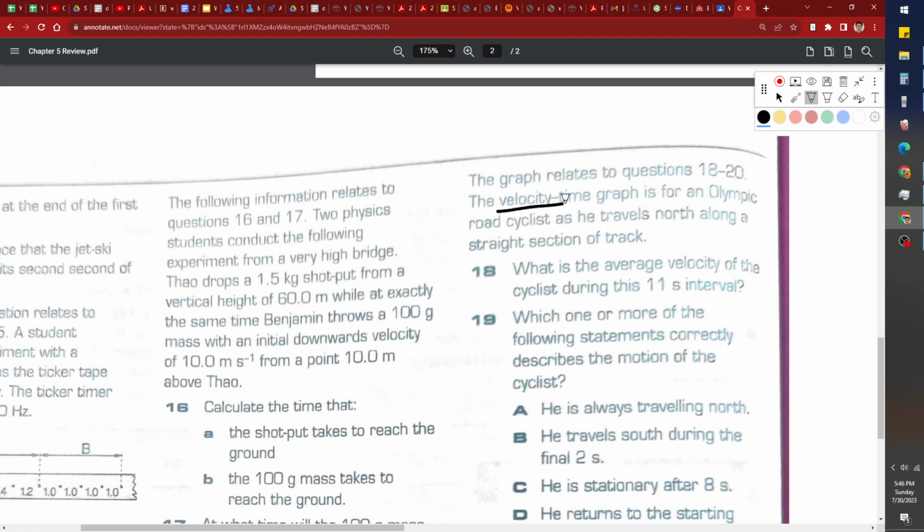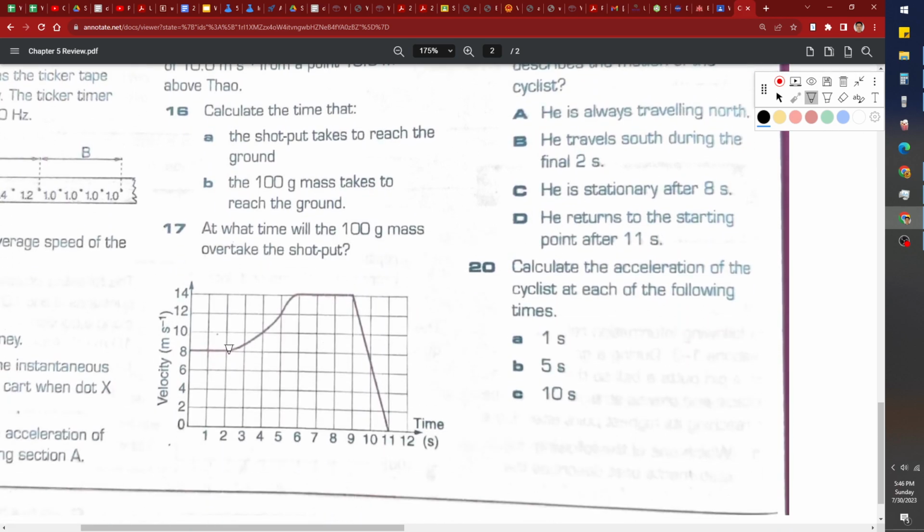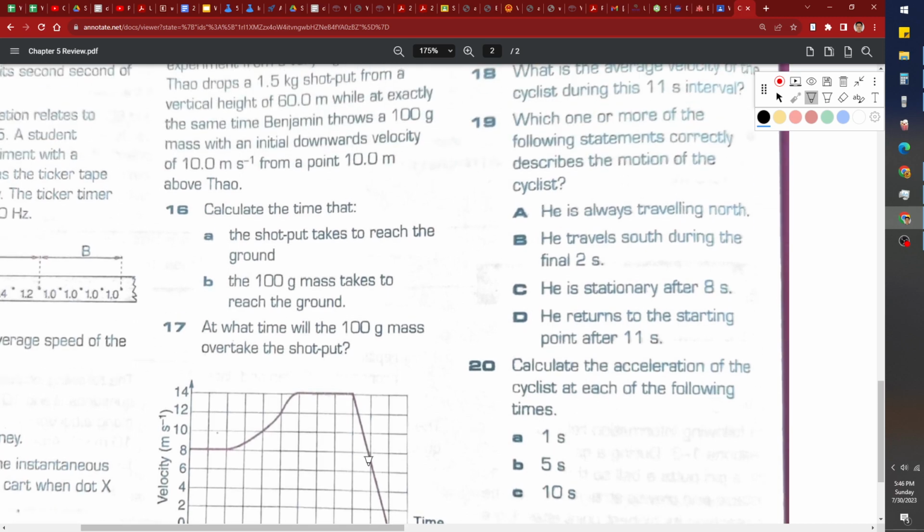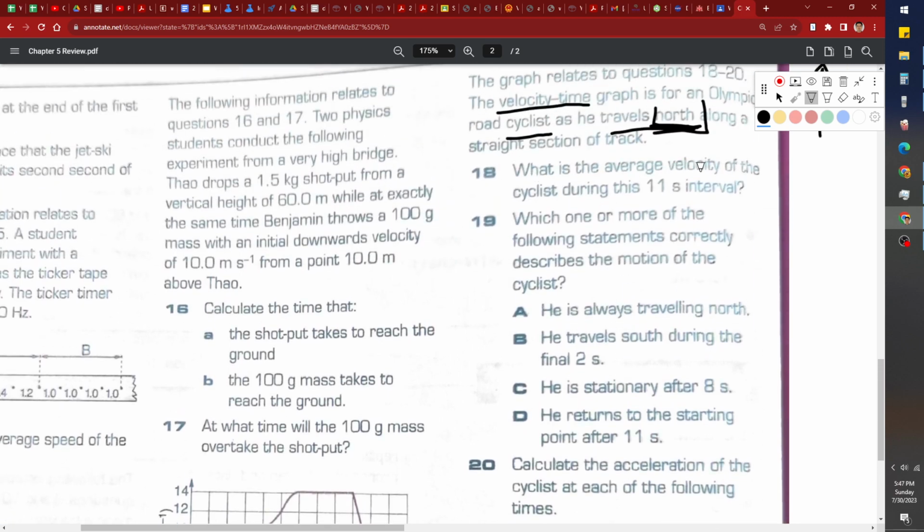So this is a VT graph for an Olympic cyclist as he travels north along a straight track. So it's important to read this because sometimes they give you the direction. And so the positive direction is north, okay? Okay, so you can see all this is above the zero axis or the horizontal axis, so it's all positive direction that he would travel, or displacement anyways, but not necessarily positive. I don't want to ruin it, but you'll see what I mean. What is the average velocity of the cyclist during the 11-second interval?